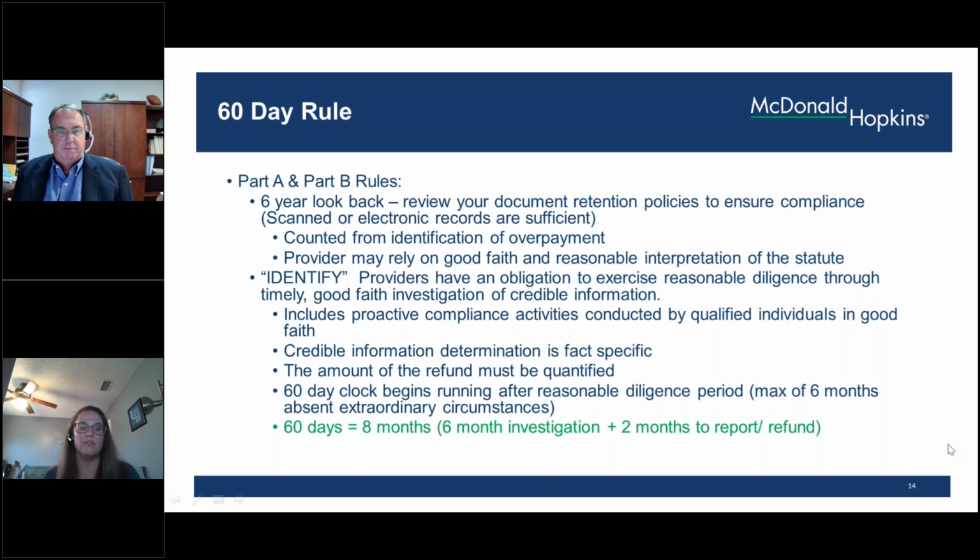The 60-day rule is counted from the identification of the overpayment. And that word identify is critical because it has two parts. You need to both determine that there was an actual overpayment, and you need to quantify what the overpayment is. Only once both of those prongs are fulfilled have you identified an overpayment, and that 60-day clock starts ticking. You get up to 6 months to conduct reasonable diligence into whether an overpayment exists. 6 months is not long. 6 months goes by like this.